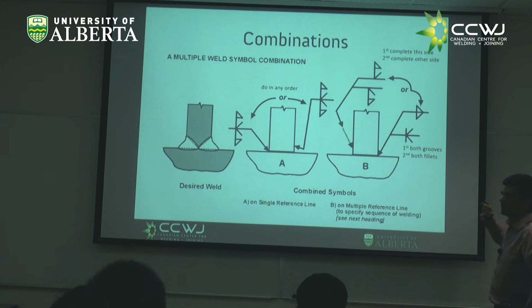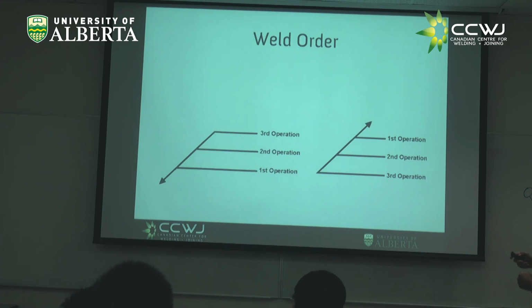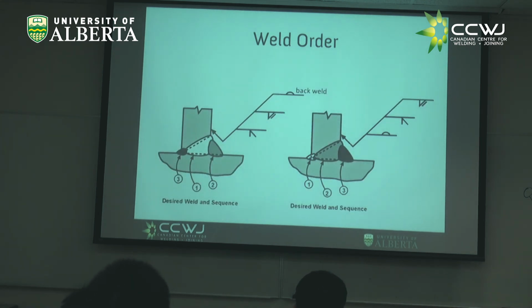This other symbol says something different, something that would likely give you less distortion. It says, first do both grooves, and then do both fillets. The symbol is speaking, right? You're telling the welder what to do, how to do it, when to do it, and if you start putting numbers here, you're saying everything. It's a book, right? So about weld order, this is all I wanted to show you.